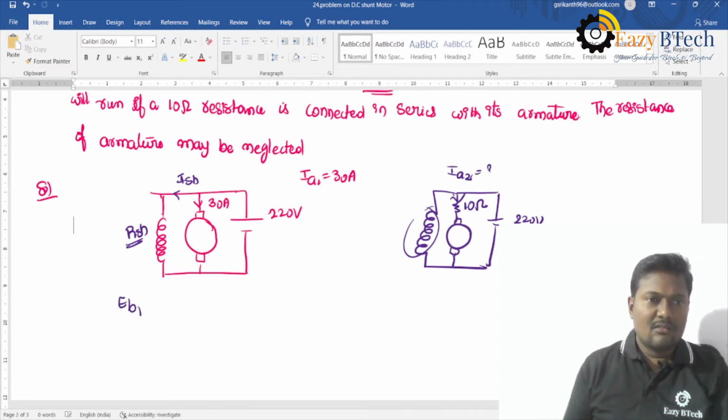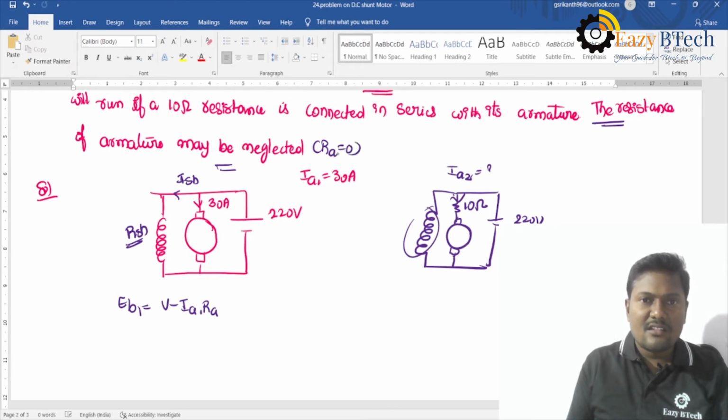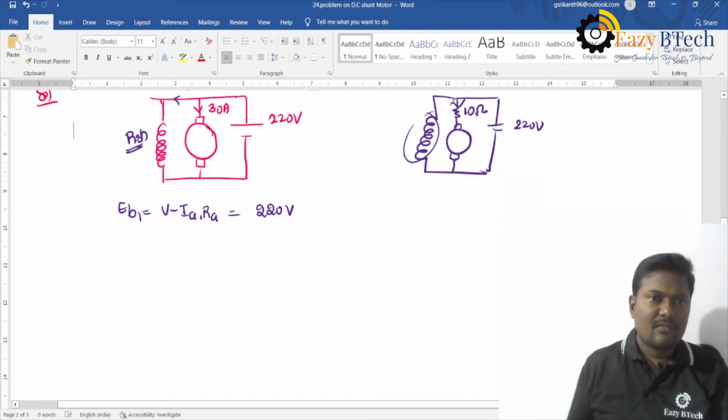EB1 is equal to V minus Ia1 into Ra. It is clearly mentioned that the resistance of the armature may be neglected. That means armature resistance is 0. So EB1 is equal to 220 volts.